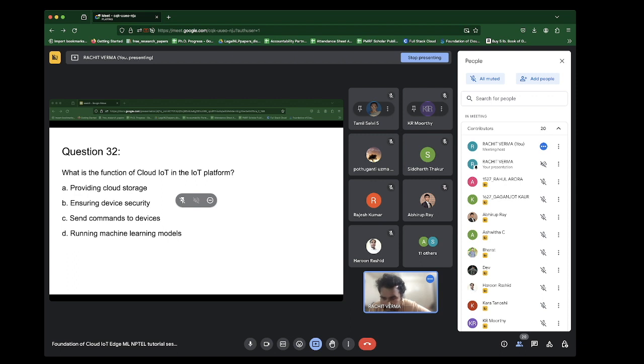Okay, so of these four options, what is the function of Cloud IoT in the IoT platform based on whatever you have learned in the lectures? Does it provide cloud storage? Does it ensure device security? Does it send commands to devices, or does it run machine learning models? Any responses?